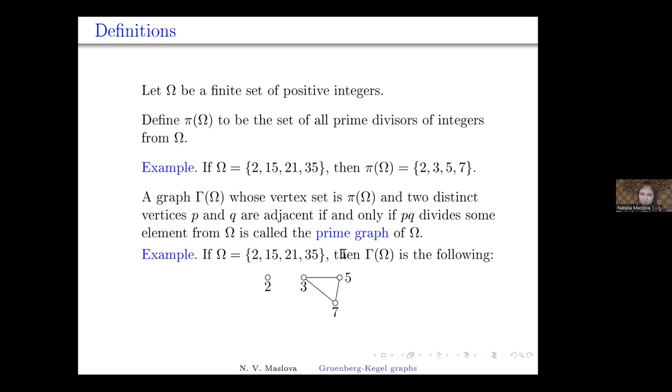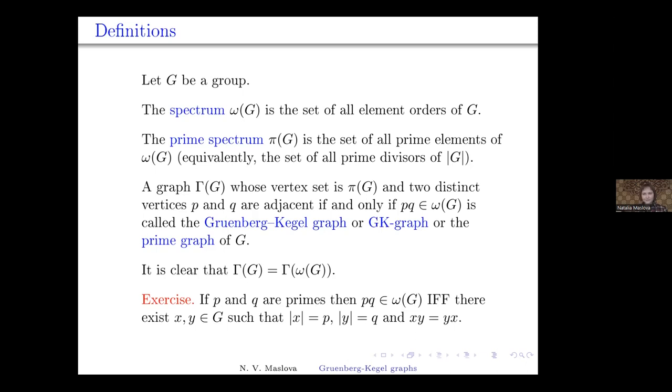How can we apply this construction to groups? Consider a finite group. The spectrum of this group is the set of all its element orders. Of course, if the group is finite, then its spectrum is a finite set of integers. And the prime spectrum is the set of all primes from the spectrum of G, or equivalently, the set of all prime divisors of the order of G, or equivalently, the set of all prime divisors of the orders of elements from omega(G).